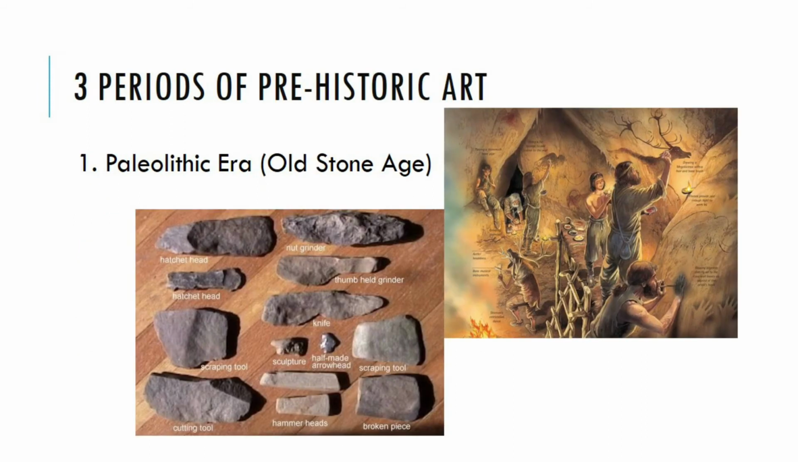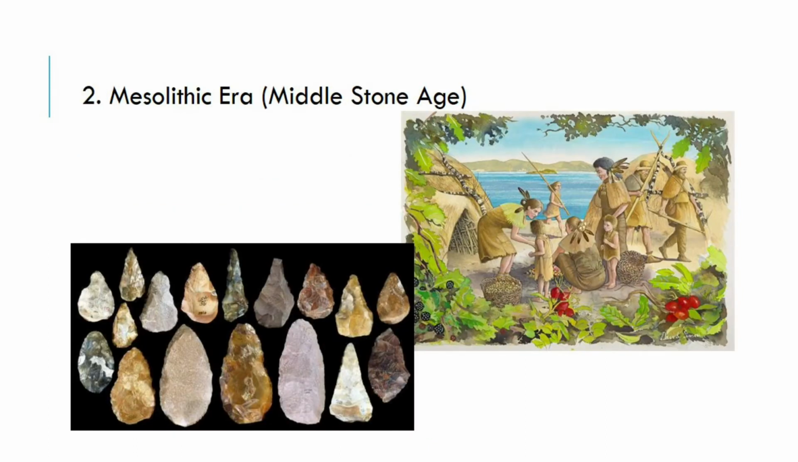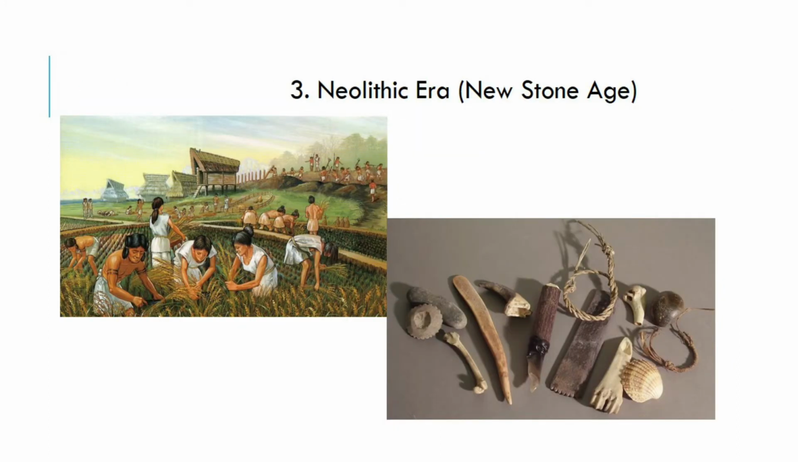There are three periods of prehistoric art. First is the Paleolithic era, or the Old Stone Age. Next is the Mesolithic era, the Middle Stone Age, and the Neolithic era is the New Stone Age.